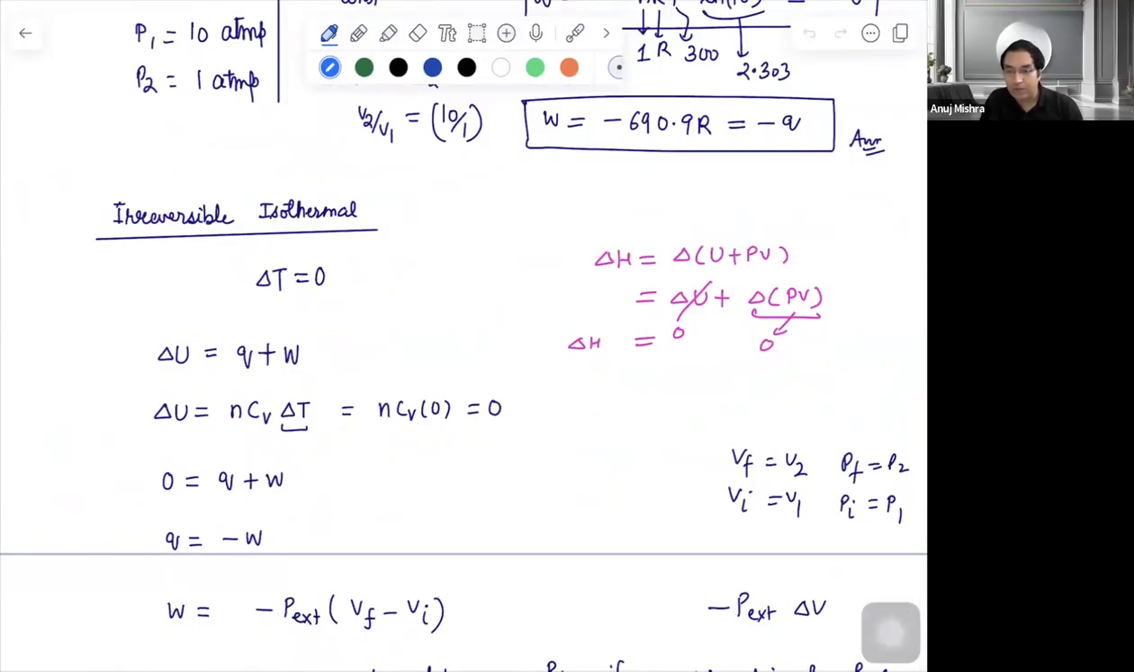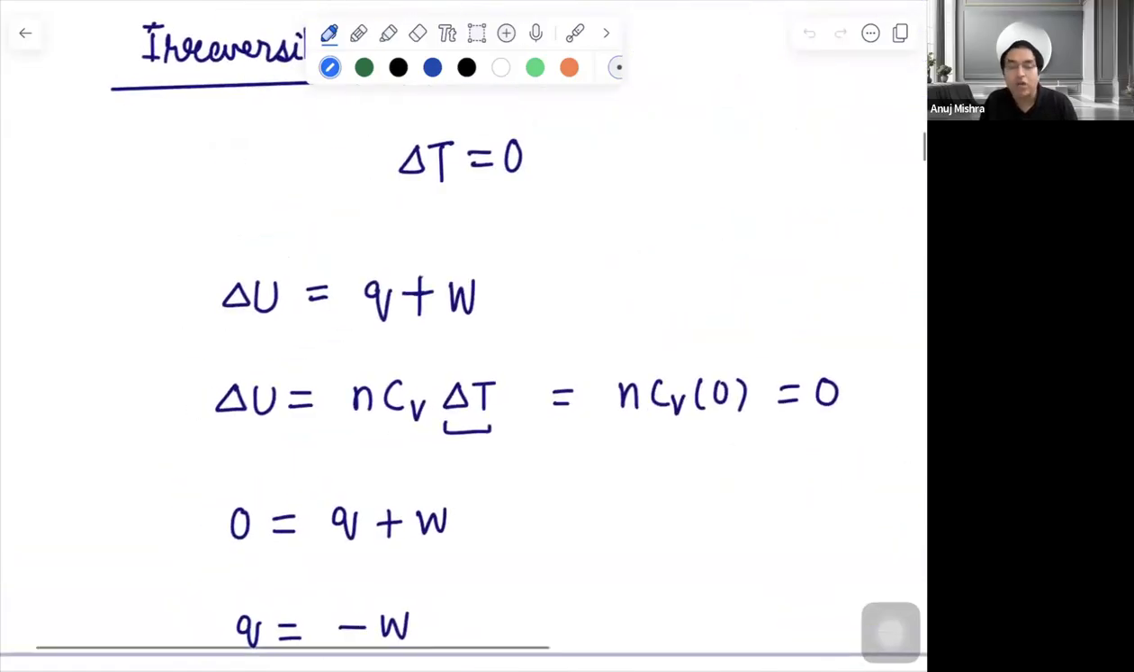Irreversible isothermal. So when you say irreversible isothermal, delta T is 0, delta U is Q plus W, delta U is nCv delta T, which is 0. So 0 is Q plus W, Q is minus W. यहाँ तक पहुंच जाओगे. इसमें कोई मुश्किल नहीं है. पहले भी लिखा है आपने dQ is minus dW. This time writing Q is minus W, right? Is that okay?